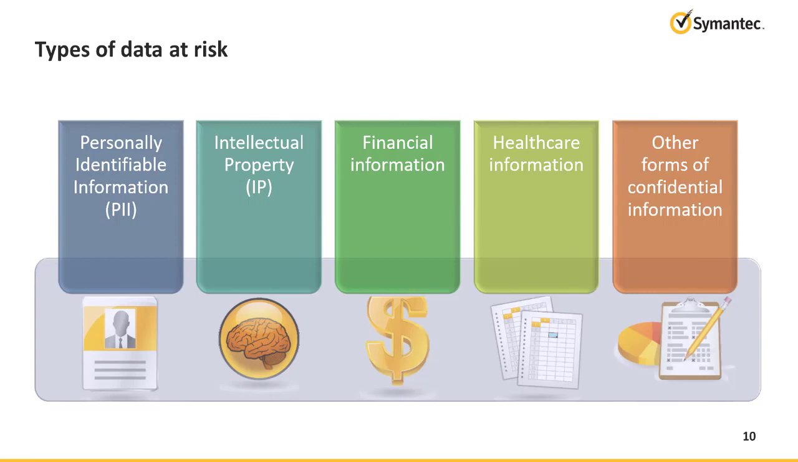The more common types of data at risk are personally identifiable information, or PII, intellectual property, IP, financial information, healthcare information, and a variety of other forms of confidential information. There are several definitions of personally identifiable information, or PII, but in general this term refers to any piece of data that can potentially identify a specific person directly or indirectly. Examples of PII, commonly referenced in public and private regulations, are full name, date of birth, national ID numbers, gender, religion, and even political affiliation.